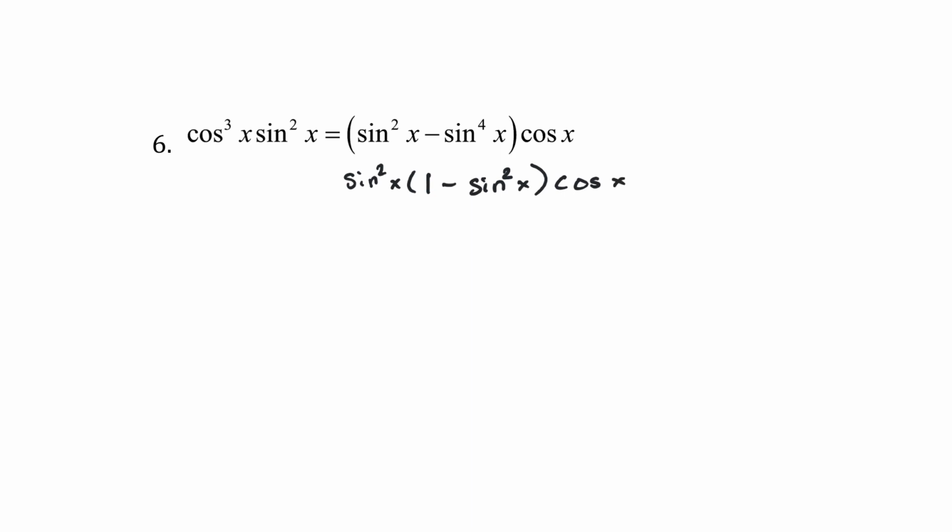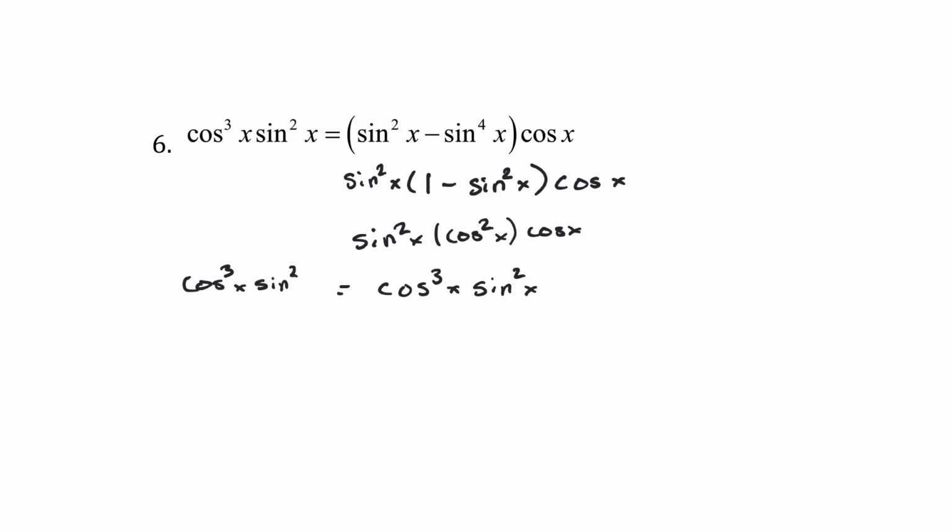We should recognize the 1 minus sine squared. That's going to be sine squared x times cosine squared x times cosine x. At this point, you're like, yep, that's exactly what I wanted to see. I'm going to rearrange it a little bit so that it looks like the other side. So you're going to have cosine cubed x, because there's cosine squared times cosine, and then sine squared x at the end, which is exactly what we had to start with.